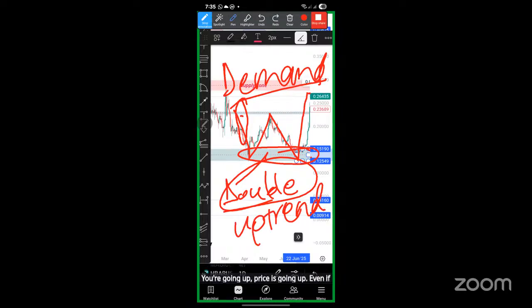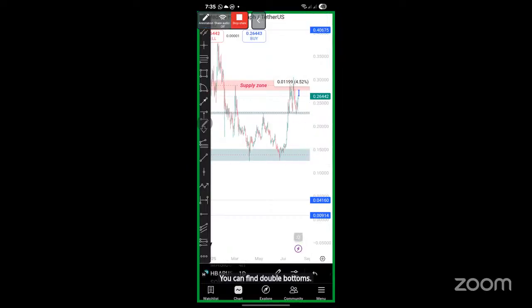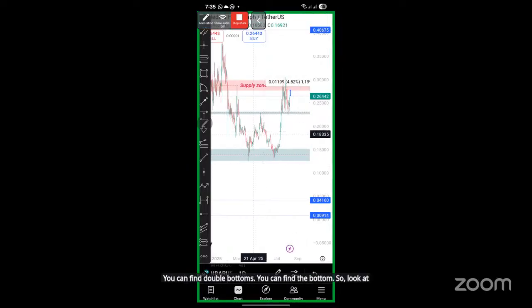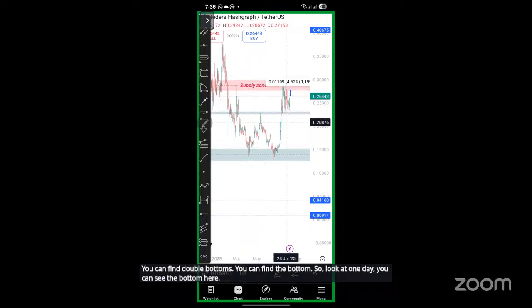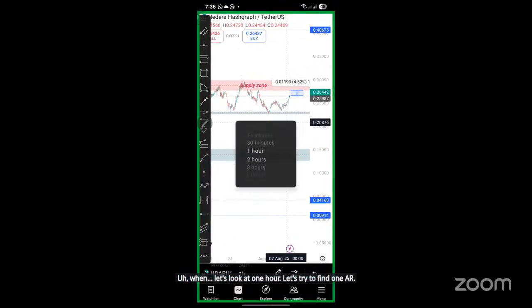Even if you go to the lower time frame, you can still find similar double bottoms. So look at 1 day, you can say double bottom here. Let's look at 1 hour. Let's try to find a double bottom in 1 hour.